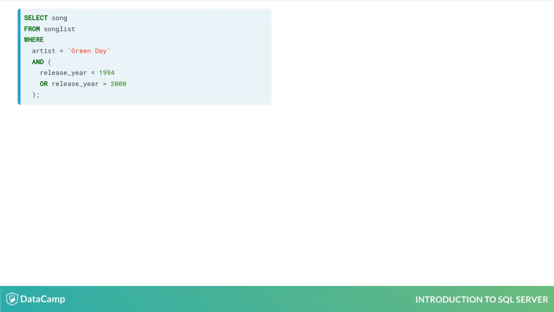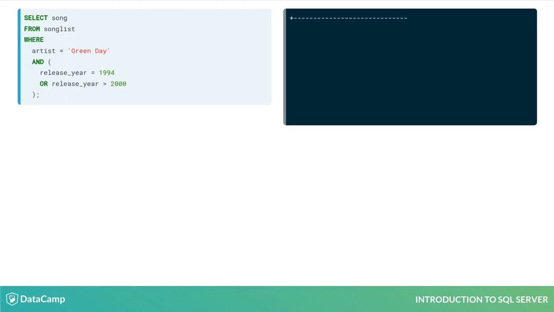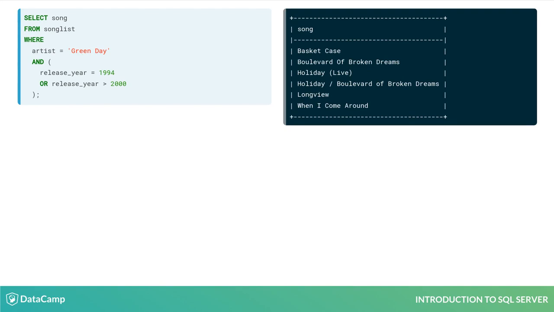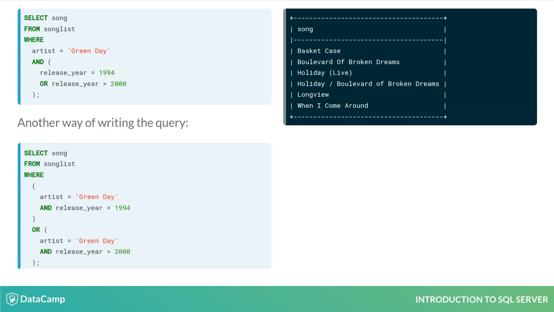By wrapping parentheses around the 2 release year clauses, we make it clearer that we want songs by Green Day, and only Green Day, with a release year of 1994 or greater than 2000. You could also write a slightly longer query as shown on the bottom left. The top query avoids repeating the artist condition, but the bottom query is perhaps even clearer.